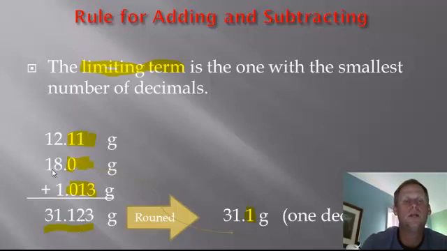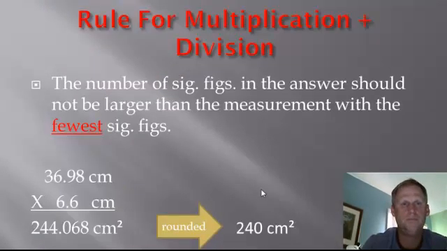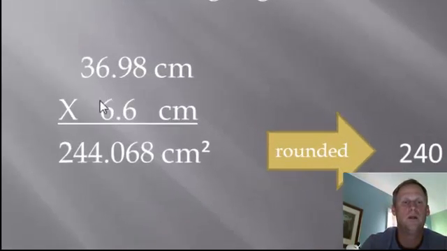Because this number, 18.0, has only one number that has any significance, any meaning, our answer can only have one number to the right of the decimal. That's the rule for adding and subtracting. Now the rule for multiplying and dividing. The number of significant figures in the answer should be no larger than the measurement with the fewest number of sig figs. So if we look here, we're going to take these two numbers and multiply them.